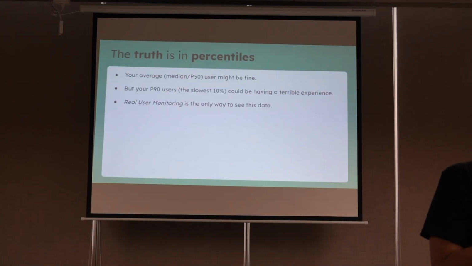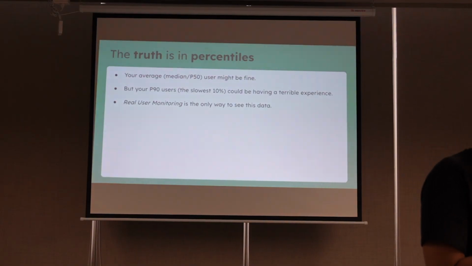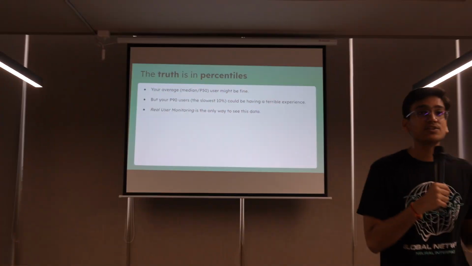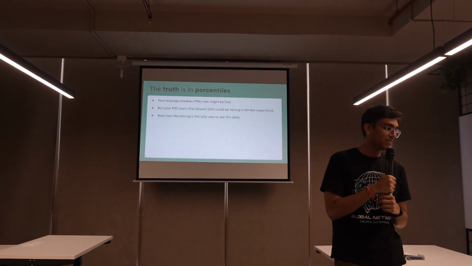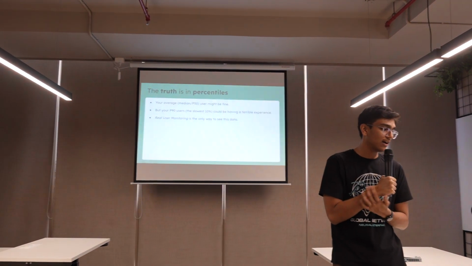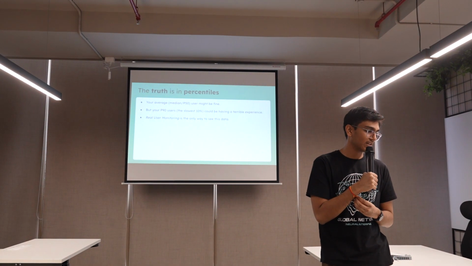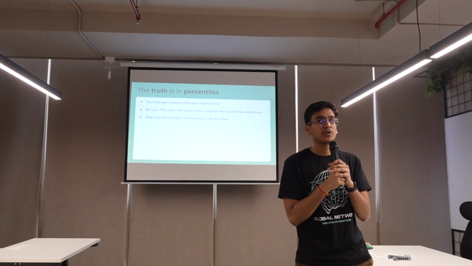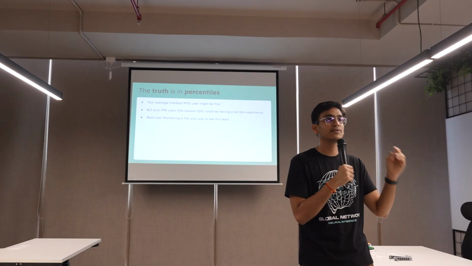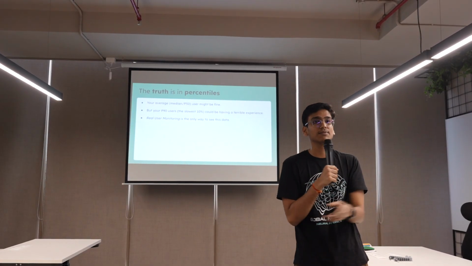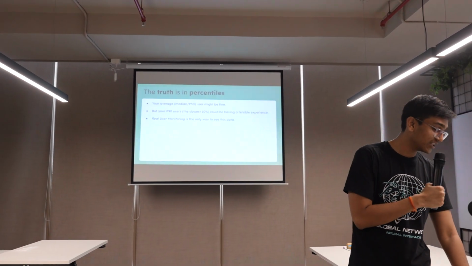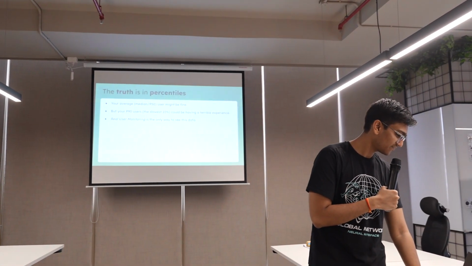So actually what your average users are seeing, whether they are fine or not, your average users might be fine, but your P90 users, meaning the slowest 10% of users, could be having a terrible experience. So real user monitoring, meaning performance observability, helps you to observe the data for these worst users. मतलब यूजर को worst नहीं बोल रहा मैं, उनके experience को worst बोल रहा हूँ. So these worst user experiences.